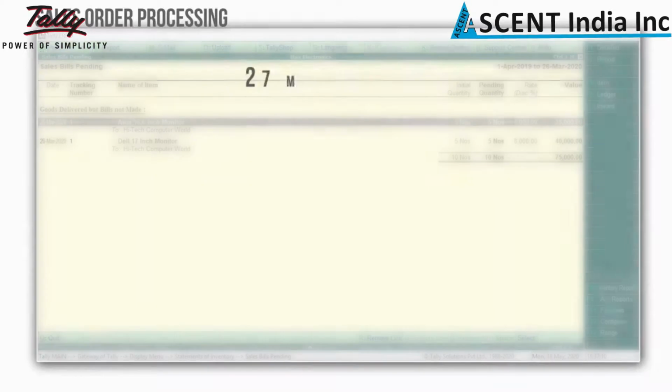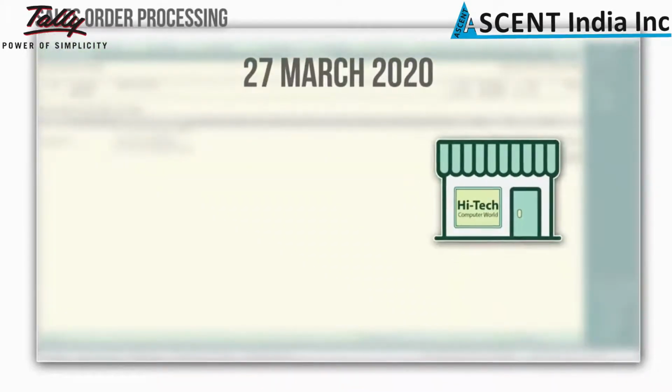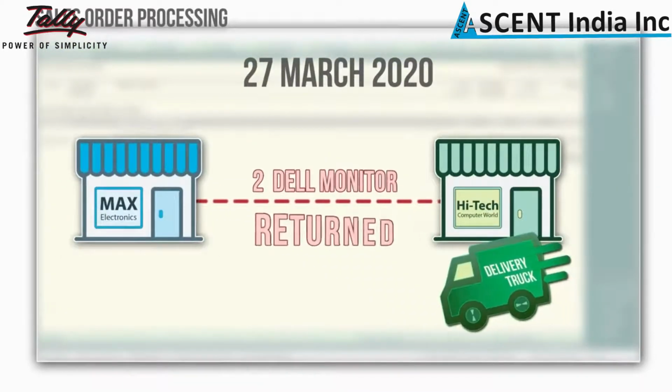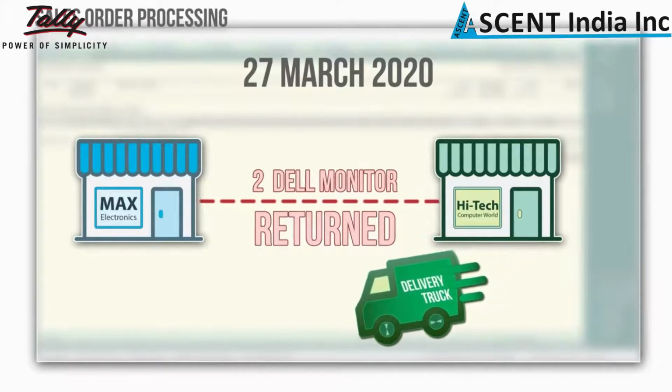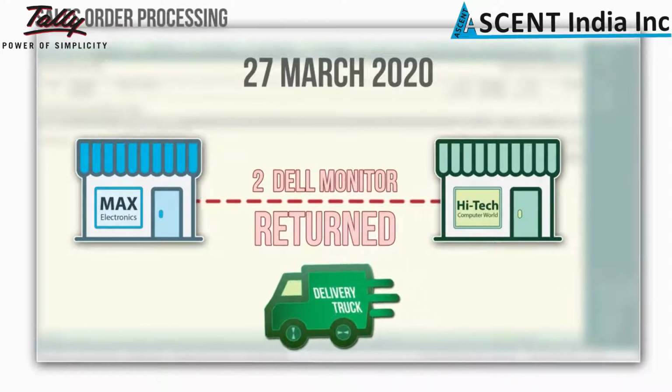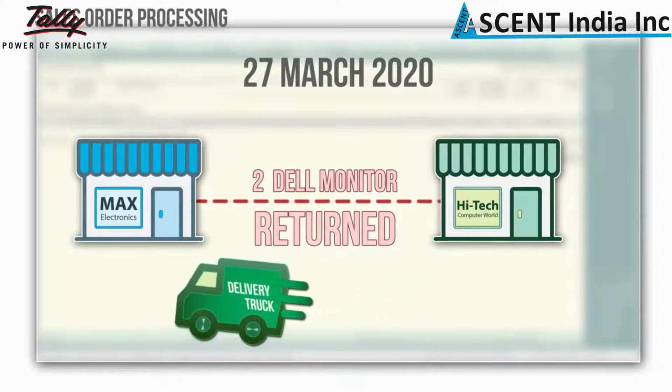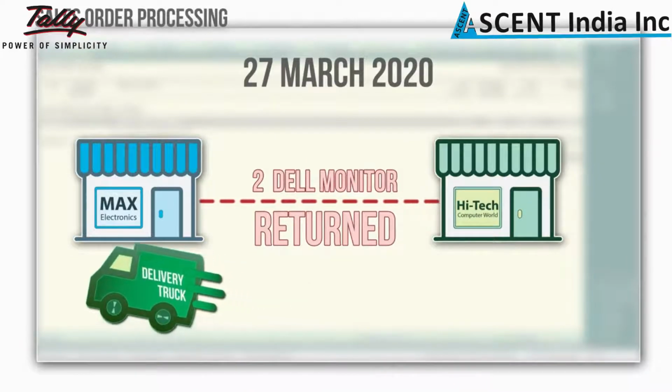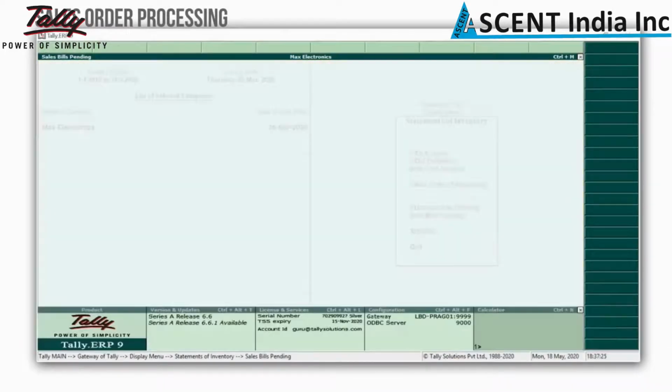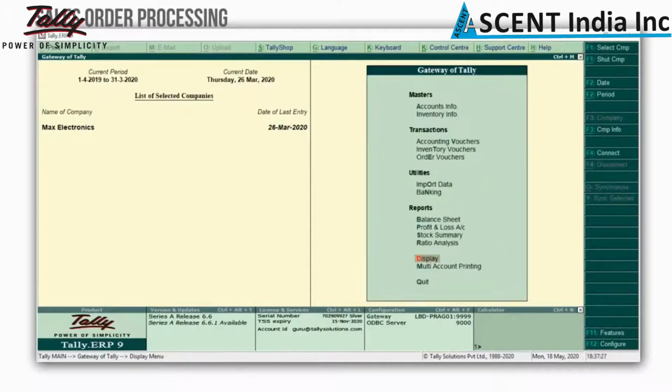Now let's say that on the 27th of March, High-Tech Computer World has returned 2 Dell 17-inch monitors since those were damaged. For goods which are returned before issuing a sales invoice, you need to record a rejection in voucher. Press Escape to come back to the gateway of Tally.